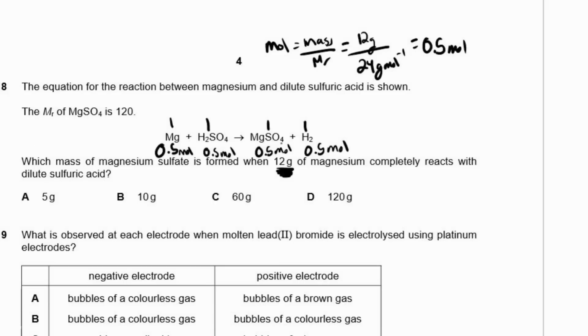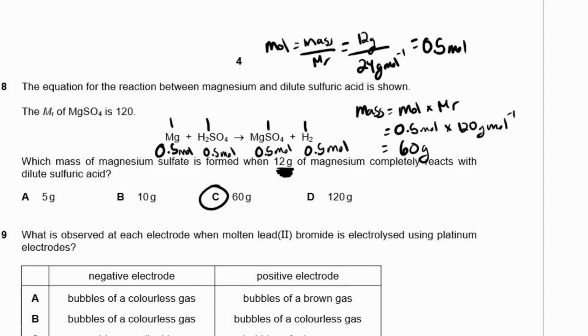Okay, so now we need to figure out, it says which mass of magnesium sulfate. We know it's 0.5 moles, we need to convert that back into mass. So if moles equals mass over relative molecular mass, then mass equals moles times relative molecular mass. So the moles, we know that's 0.5 moles times 120 grams per mole. And the answer there is 60 grams. When you plug that into the calculator, you get 60 grams. So look, that is answer C. There we go. That's it.